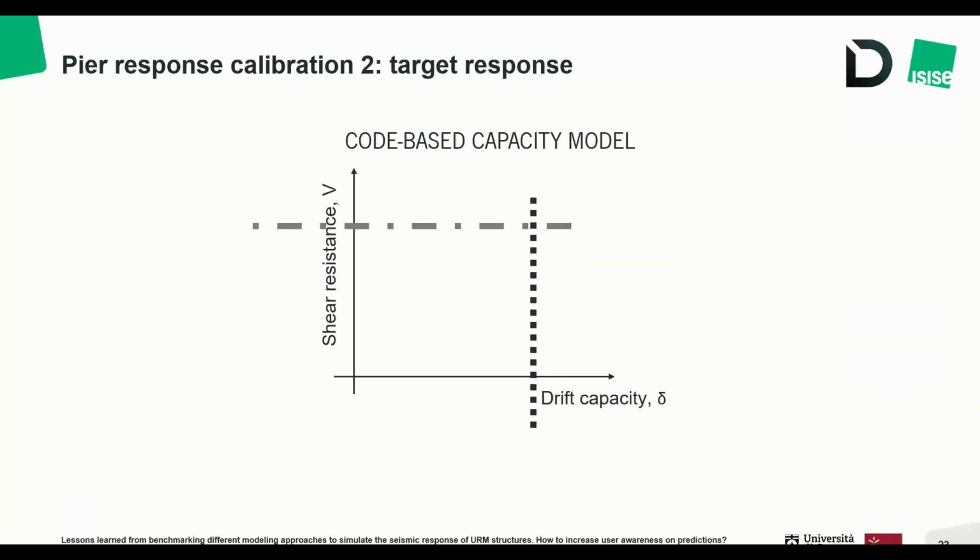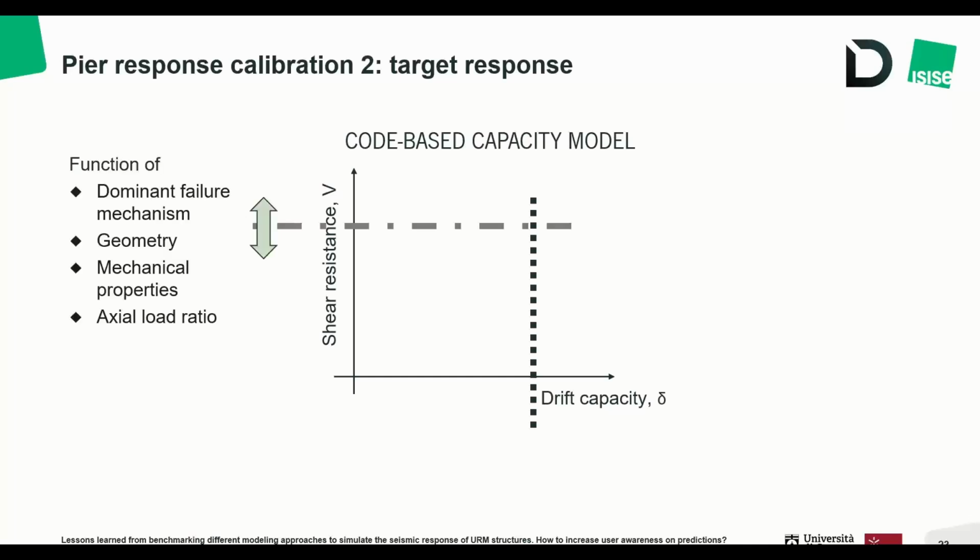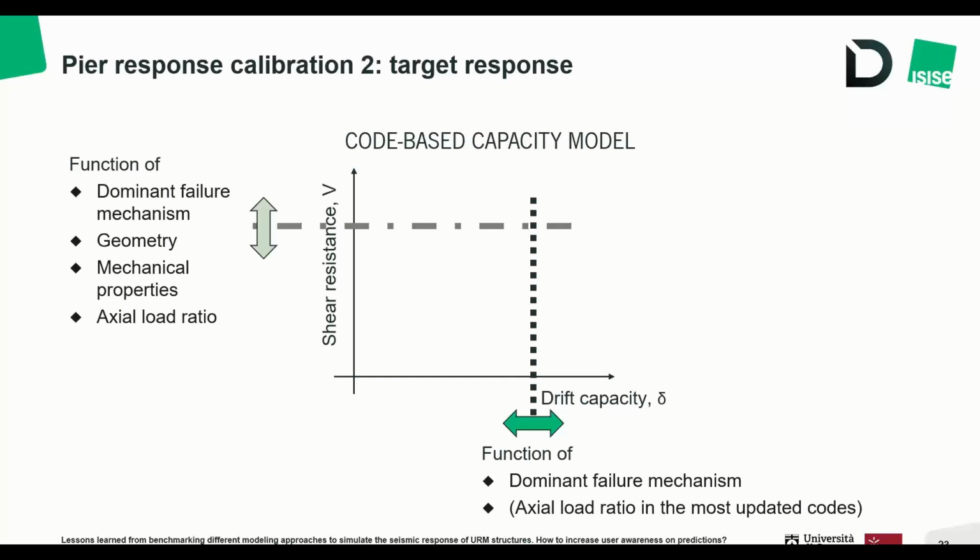Then we have to define a target response, and in this case the target response is not an experimental campaign, but the code-based capacity model in terms of shear resistance and drift capacity. This is due to the practice-oriented view of the ReLUIS project. And in particular, the shear resistance is a function of the dominant failure mechanism, the geometry of the pier, the mechanical properties, and the axial load ratio, while the drift capacity is a function of the dominant failure mechanism and also axial load ratio in the most updated codes.